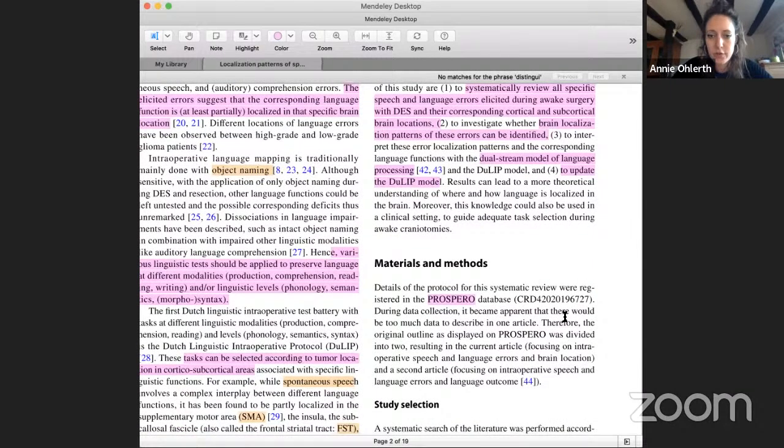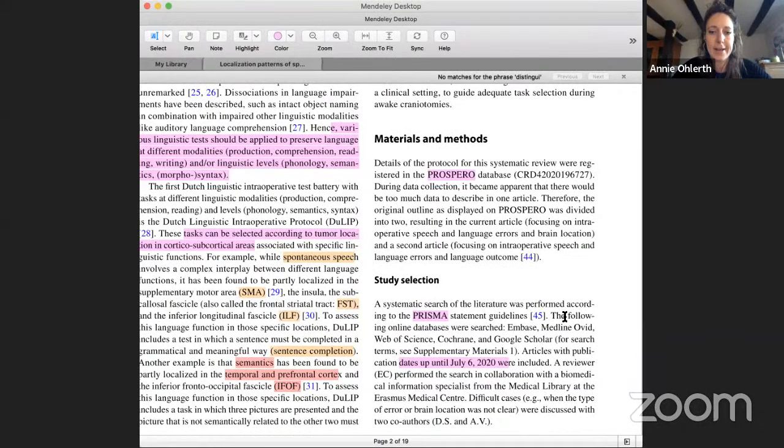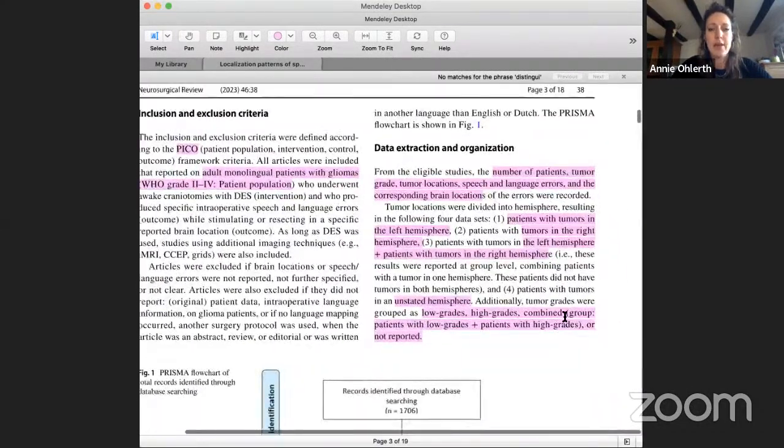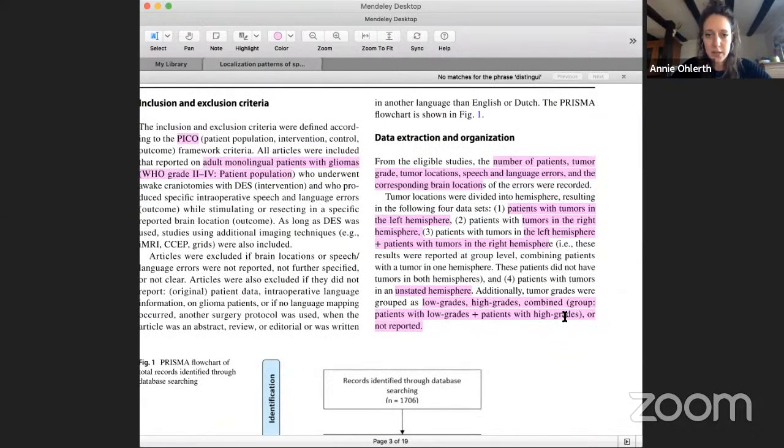It's a classical review that was pre-registered, following the PRISMA guidelines. And mostly they were interested in how many patients were in these studies and what tumor grade they have. This is important because there are some less and some more aggressive tumors, low grade being the ones that spread very slowly and gradually, and therefore there's more plasticity happening. Whereas higher grade tumors are much more aggressive, and there's less function relocation happening.